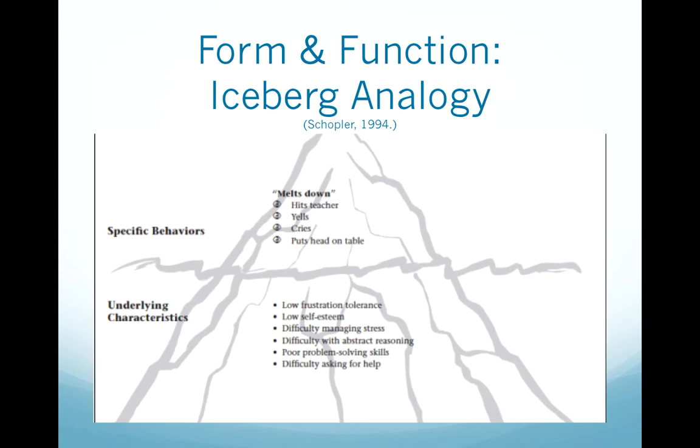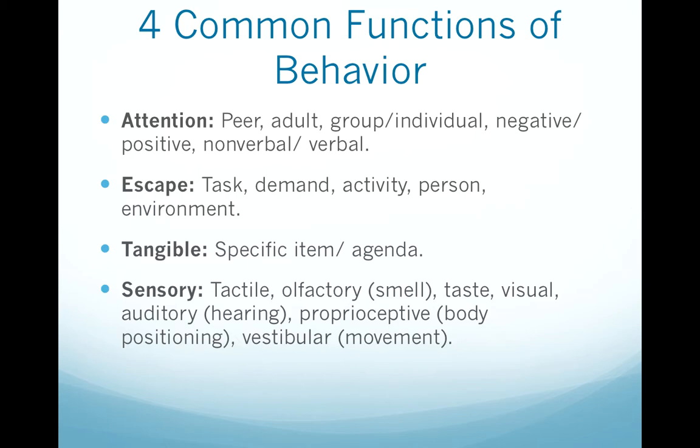Think of form and function as an iceberg, okay? We've got the specific behaviors up top, what you see. We've got a student maybe melting down. What does that mean? Okay, hitting a teacher, yelling, crying, putting his head on the table. Underneath, we've got these precipitating factors that you don't see. Maybe a student has low frustration tolerance, low self-esteem, difficulty managing stress, difficulty with abstract reasoning, poor problem-solving skills, or difficulty asking for help.